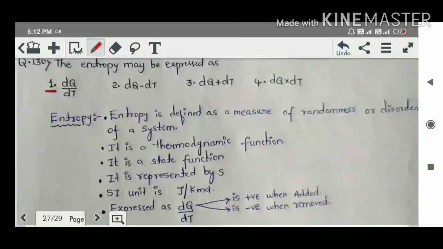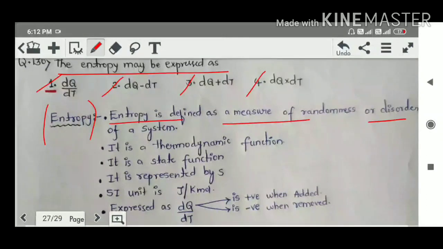Move on to question number 130. This is the last question of this session. Okay friends, the entropy may be expressed as: the options are dq by dt, dq minus dt, dq plus dt, dq into dt. Okay friends, here I have written the definition of entropy. Entropy is defined as a measure of randomness or disorderness of a system. It is a thermodynamic function, and it is also a state function, not a path function.